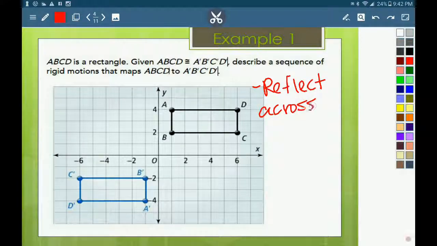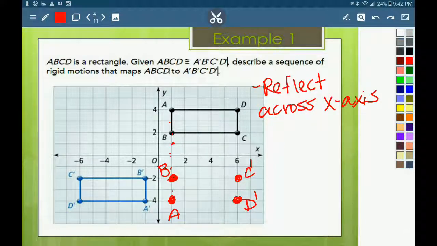across the x-axis. Okay, so if I count for A, that's 1, 2, 3, 4 units away. So 1, 2, 3, 4 in the opposite direction. There's A. B is 1, 2 units away. So 1, 2 in the opposite direction. There's B. C is 2 units away. So we got to do 2 units in the opposite direction. And D is in line with A. Actually, I labeled that. Not labeling the primes. There we go. Because the primes are over on the blue figure.